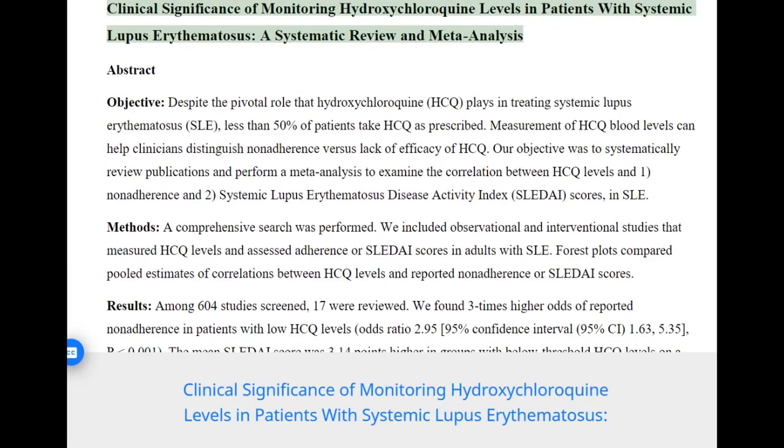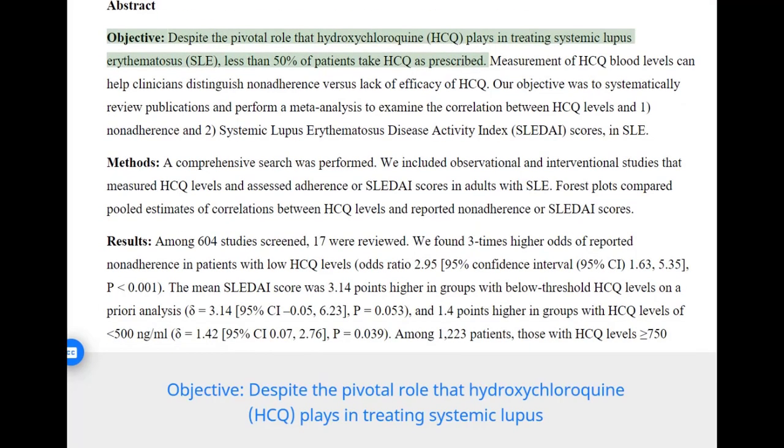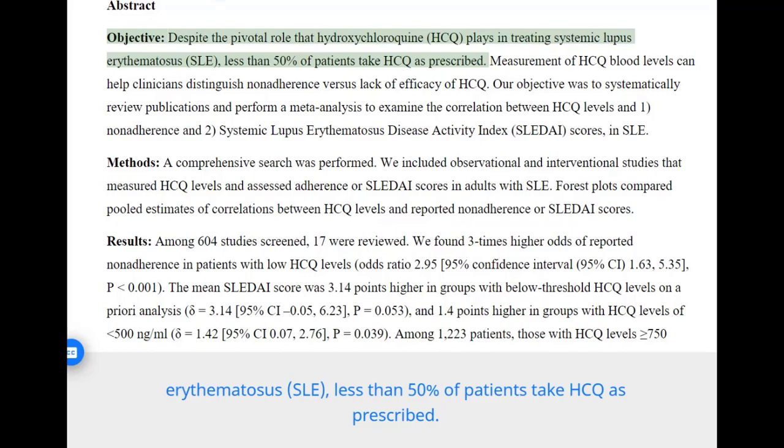Clinical significance of monitoring hydroxychloroquine levels in patients with systemic lupus erythematosus: a systematic review and meta-analysis. Abstract. Objective: despite the pivotal role that hydroxychloroquine, HCQ, plays in treating systemic lupus erythematosus, SLE, less than 50% of patients take HCQ as prescribed.